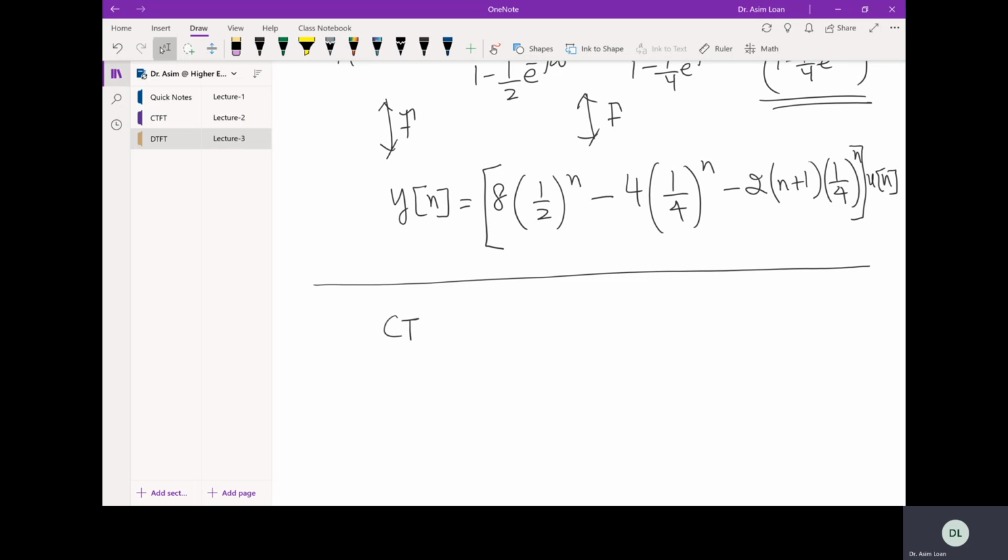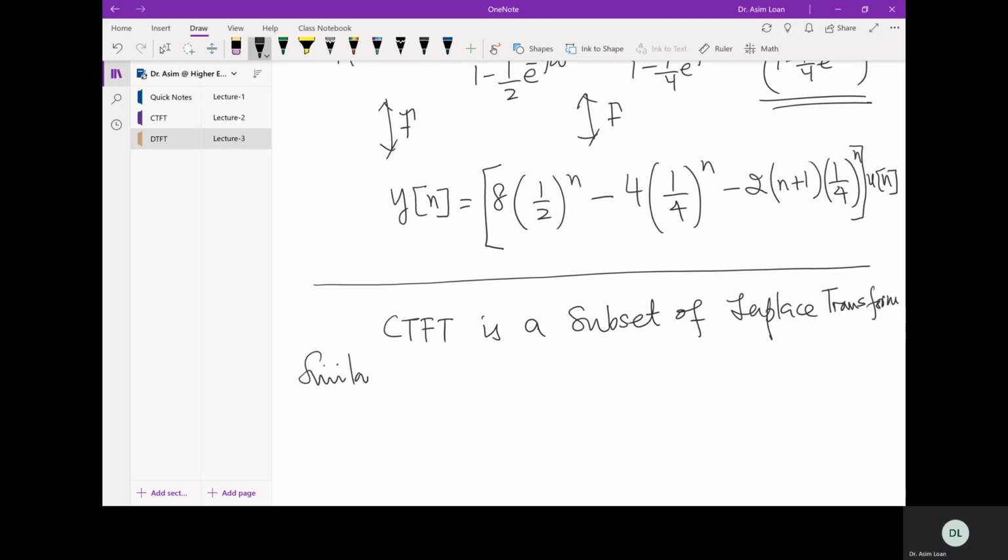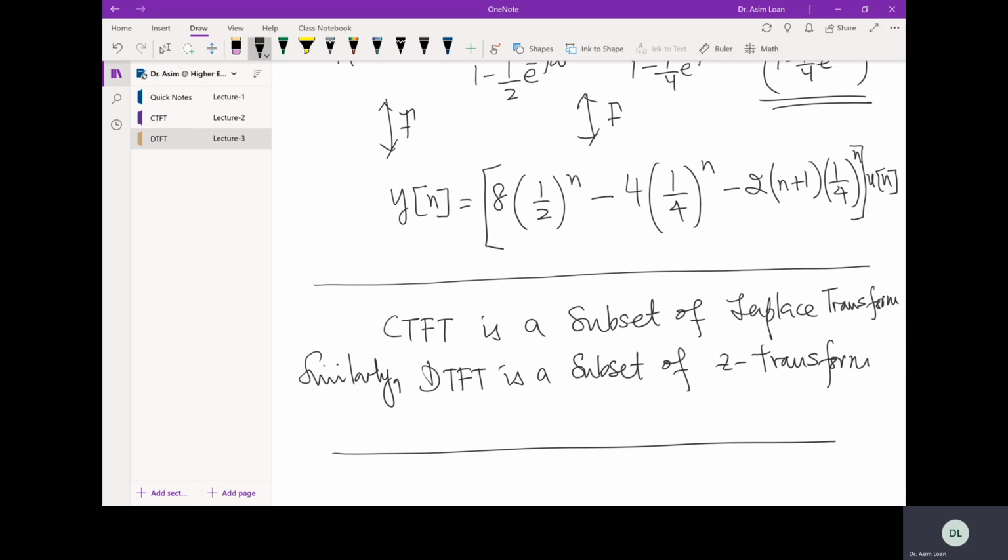The continuous time Fourier transform is a subset of the Laplace transform. Similarly, the discrete time Fourier transform is a subset of the Z transform, which we'll do in the next lecture. Thank you.